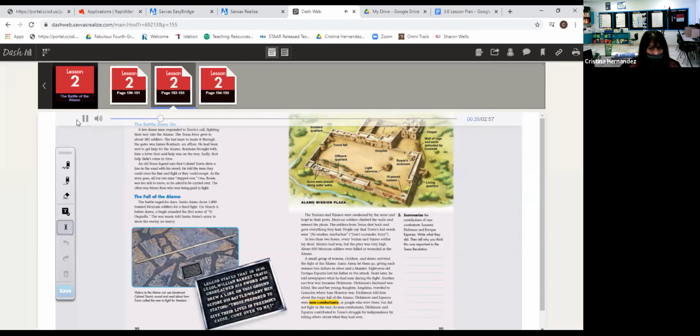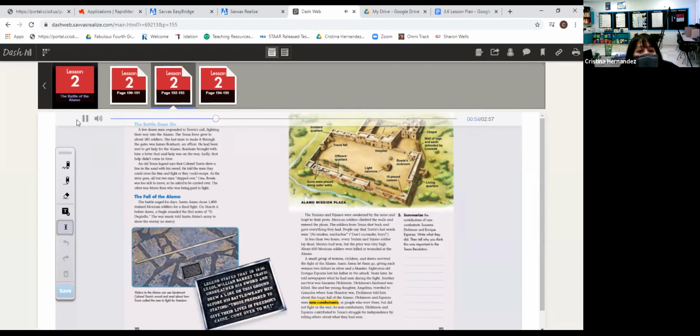Sadly, that help didn't come in time. An old Texas legend says that Colonel Travis drew a line in the sand with his sword. He told the men they could cross the line and fight, or they could escape. As the story goes, all but two men stepped over. One, Bowie, was too sick to move, so he asked to be carried over. The other was Moses Rose, who was being paid to fight.